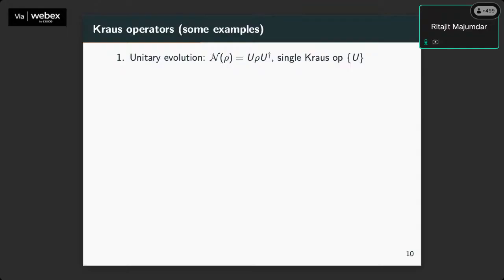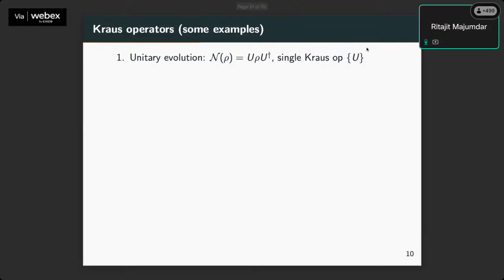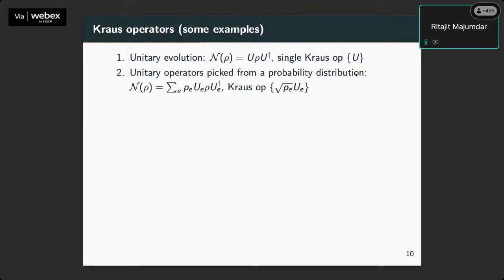If I have a very simple unitary evolution, that's the simplest possible thing that we know, that the system rho evolves as U rho U dagger, then U itself is the Kraus operator. Very, very simple. And for this case, there is only one U. So U dagger U is equal to identity. There is no summation, only a single Kraus operator. So that one also follows.